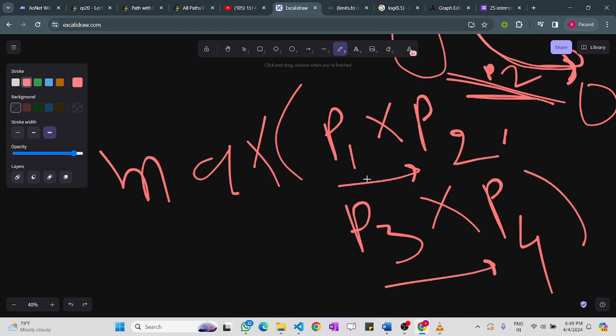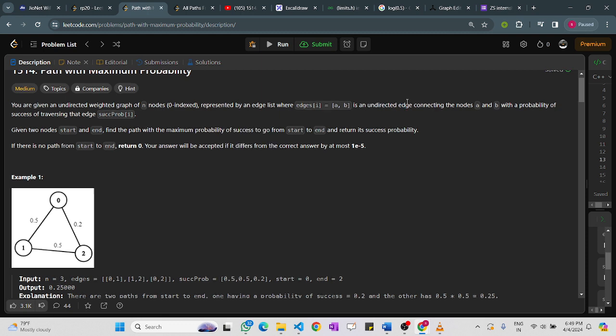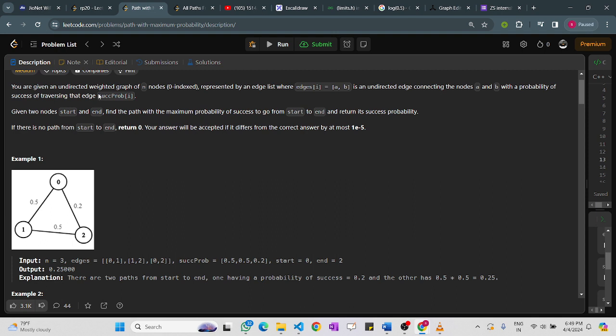Okay, so if you read the statement, you are given an undirected weighted graph of n nodes, zero-based indexing, represented by an edge list, where edge[i] is equal to a, b, and it denotes the connectivity of a with b. The graph is undirected, not directed. It connects the nodes a and b with a probability of success of traversing that edge, success probability i. This is another array, succProb[i], which denotes the probability of edge i.